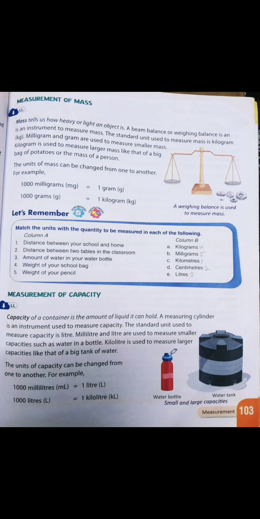Likewise, measurement of capacity. The capacity of a container is the amount of liquid it can hold. A measuring cylinder is an instrument used to measure capacity, and the standard unit used to measure capacity is liter. And milliliter and liter are used to measure smaller capacities such as water in the bottle, and kiloliter is used to measure larger capacities like that of a big tank of water. And unit of capacity can be changed from one to another. For example, 1000 milliliters is equal to 1 liter, and 1000 liters is equal to 1 kiloliter.